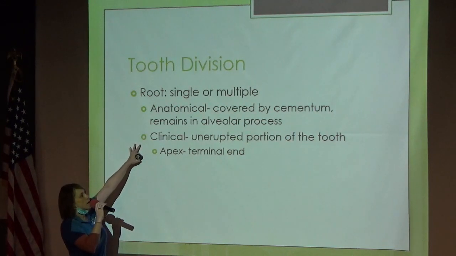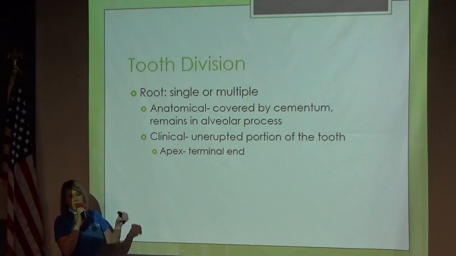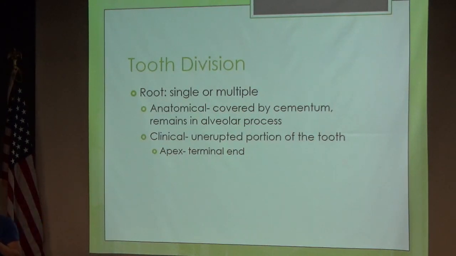The clinical root is that portion that's unerupted, that remains down in that bony area. And for children that have teeth that are erupting, obviously it's going to be much larger for them. And as the tooth comes in, that will lessen. For those of you that had radiology, we talked about the apex when we talked about taking a periapical and some of the things that we needed to see on our radiograph. The apex is the terminal end of the root. The very tip end of the root is referred to as an apex.